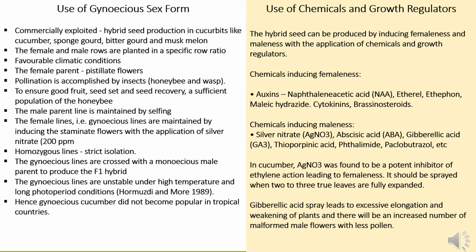In case of cucumber, silver nitrate is found to be a potent inhibitor of ethylene, and the gibberellic acid spray leads to excessive elongation and weakening of the plant, and there may be an increased number of malformed male flowers with less population. So these chemicals are used in extensive ways to induce femaleness and maleness to get the desired yields.